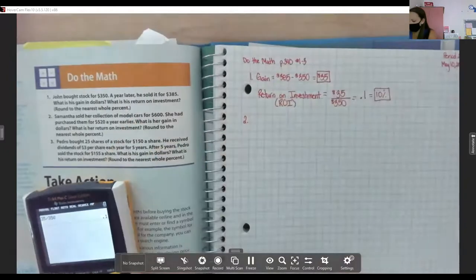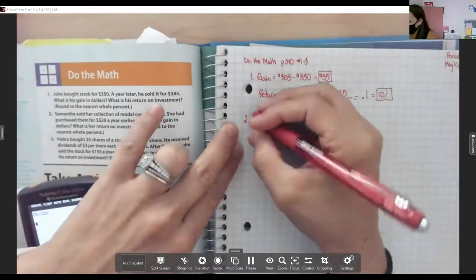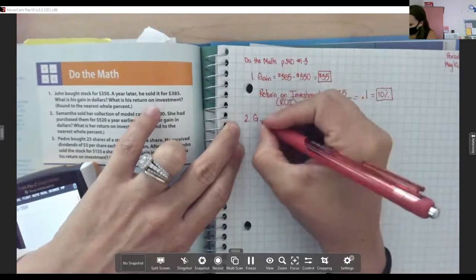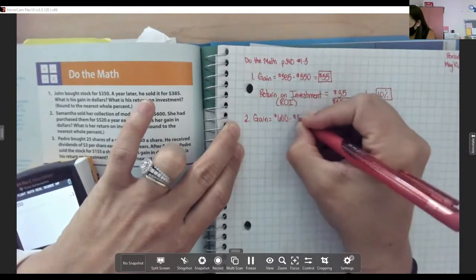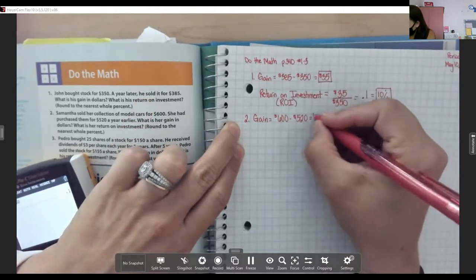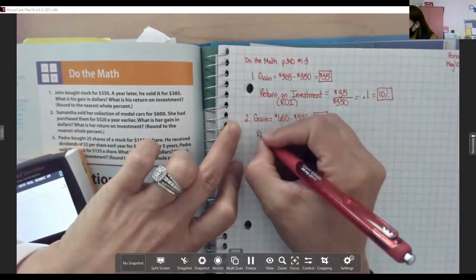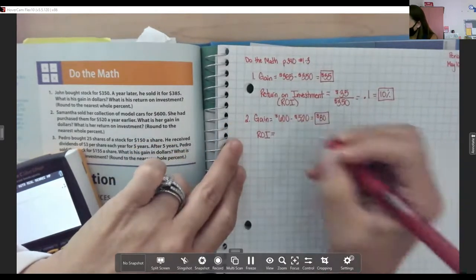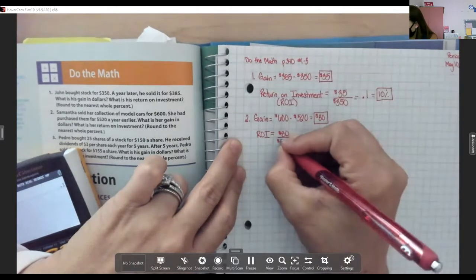All right, number two, Samantha sold her collection of model cars for $600. She had purchased them for $520 a year earlier. What is her gain in dollars and what is her return on investment? Round it to the nearest whole percent. All right, so her gain, she sold it for 600, but she bought it for 520. So Samantha made $80 here. So her ROI, return on investment, we're going to take that $80 and divide it by the 520 that she put in.